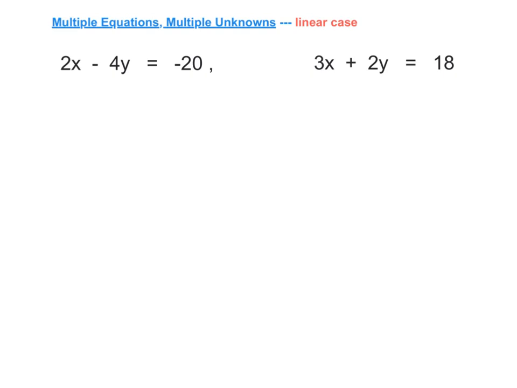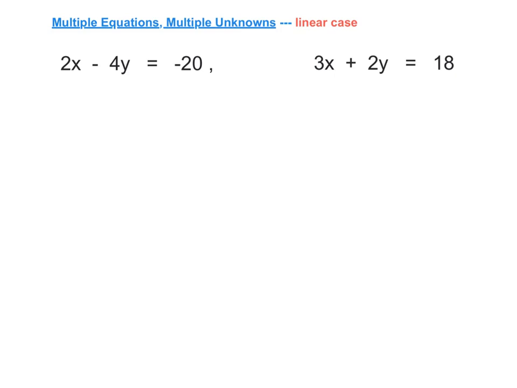As a general rule of thumb, if you have two equations and two unknowns, you can typically solve those equations for the unknowns. If you have three equations and three unknowns, you can typically solve those three equations for the three unknowns. If you have four equations and four unknowns, you can typically solve them. So let me illustrate how to do this in practice.